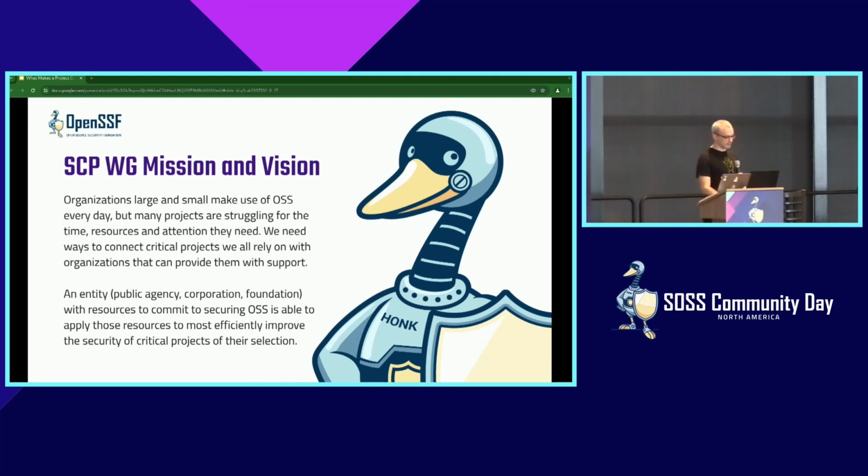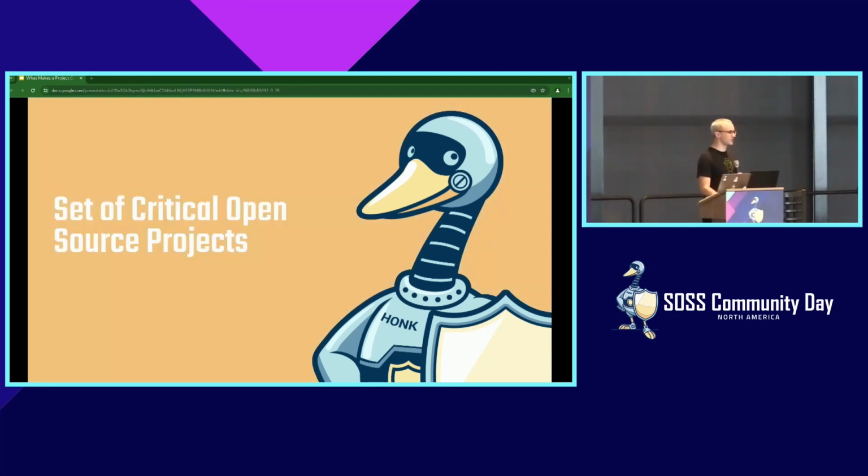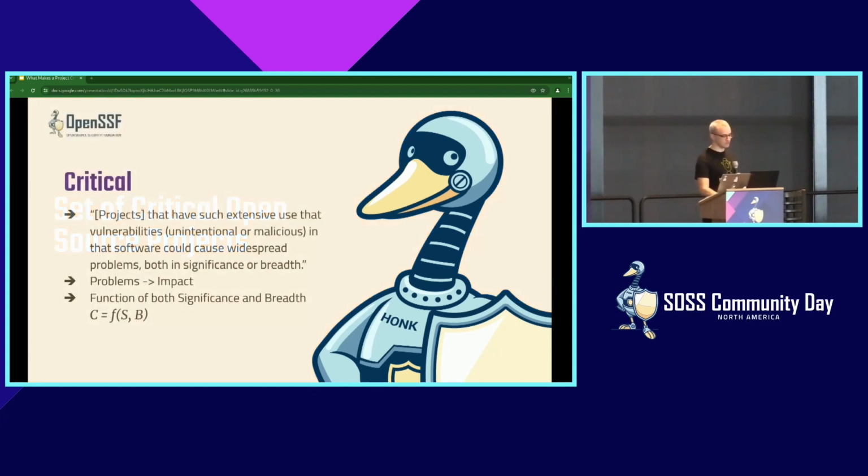So how are we going to do that? The first thing we needed to do was decide which projects are critical, because those are the ones that we need to go help. Now, taking a step back to the mission and vision, we're looking to serve underserved critical projects. But firstly, we decided to find critical projects, not necessarily ones that are underserved. In doing that, we came up with a definition of critical.